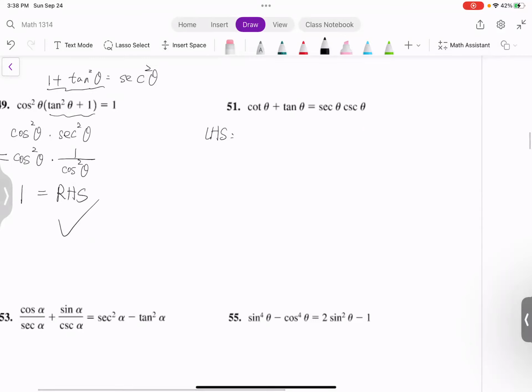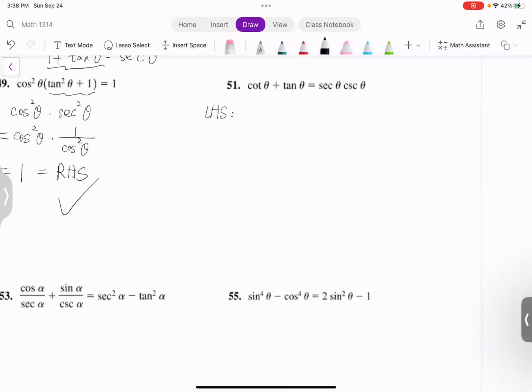Cotangent theta plus tangent theta. I want to convert them to secant and cosecant, so let's first try to convert them to sine and cosine. Cotangent equals cosine theta over sine theta, and tangent equals sine theta divided by cosine theta. If they do not have the same bottom, I need to find the lowest common denominator.